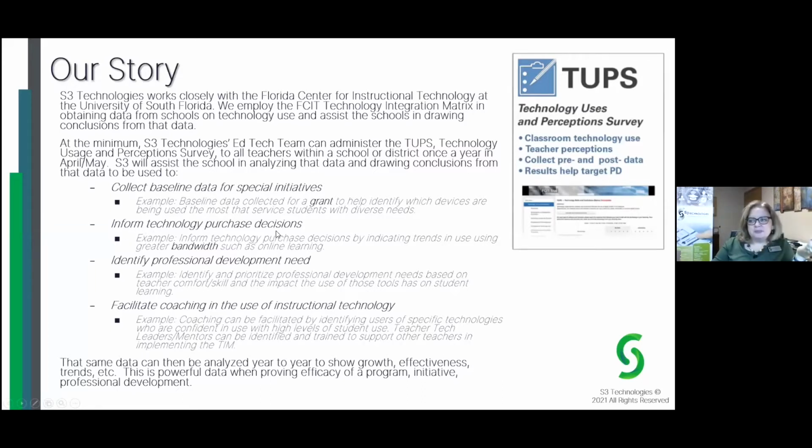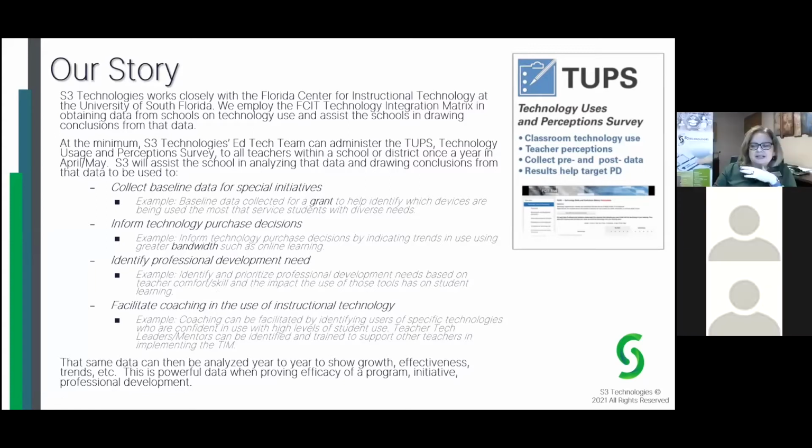We use it to inform technology purchase decisions. So what do we want to spend the limited tech budget on? Do we want to spend it on iPads? Do we want to spend it on Chromebooks? What kind of devices do the teachers want? What kind of displays do they want? What works, what doesn't work? The money is limited, and you want to spend it in the way that's the most useful for the school, so that they're going to get their money's worth out of it.